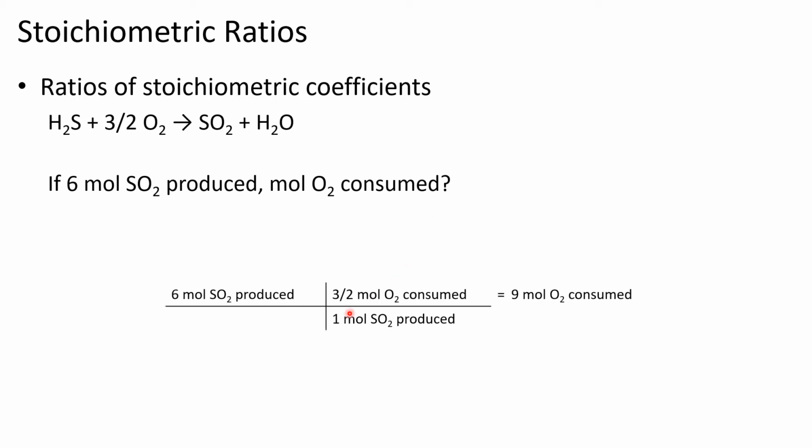The way we would do this is we would take the amount of sulfur dioxide that's produced, 6 moles, and multiply it by the ratio of stoichiometric coefficients for sulfur dioxide and oxygen. We know that there's 1.5 or 3/2 moles of oxygen that are consumed per mole of sulfur dioxide that's produced. So if we multiply 3/2 times 6, we end up with a value of 9 moles of oxygen consumed.